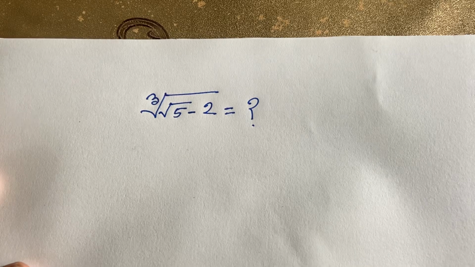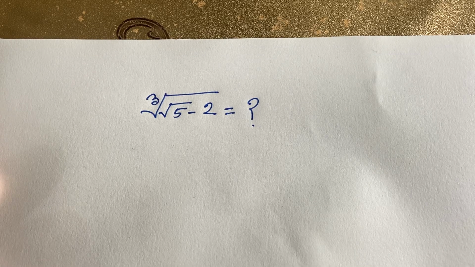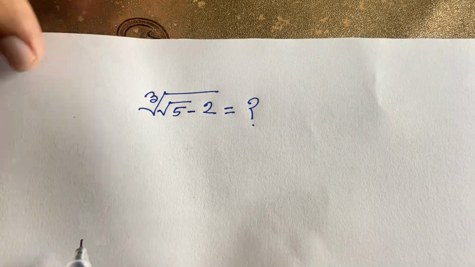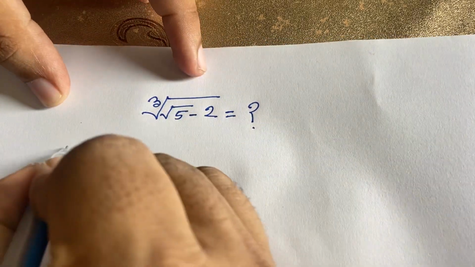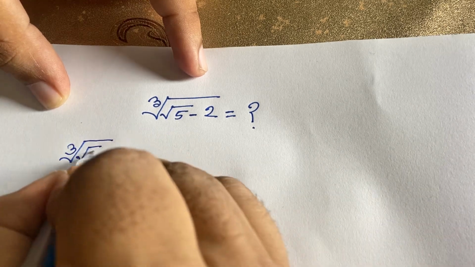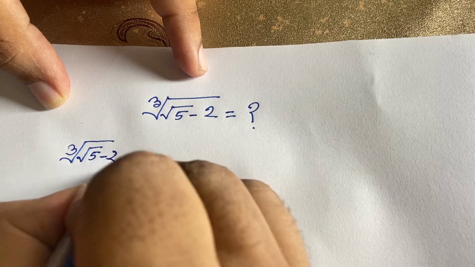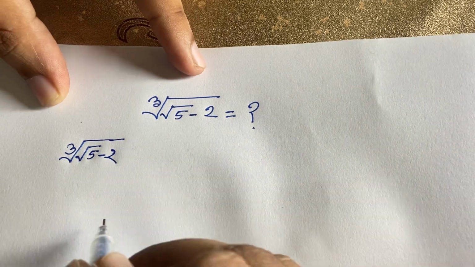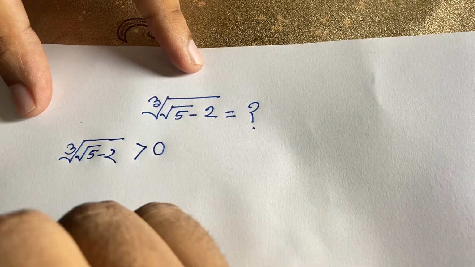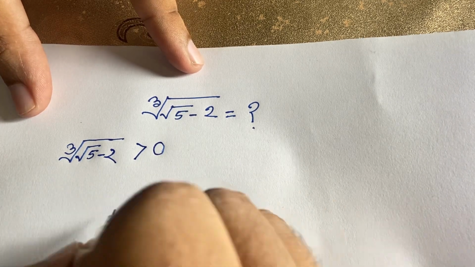Hello everyone. In this video we are going to solve this interesting radical math question. Cube root of square root 5 minus 2 is equal to what? How to solve this question? So our question is the cube root of square root 5 minus 2. I can say easily it will be greater than 0. Yes, obviously it will be greater than 0.